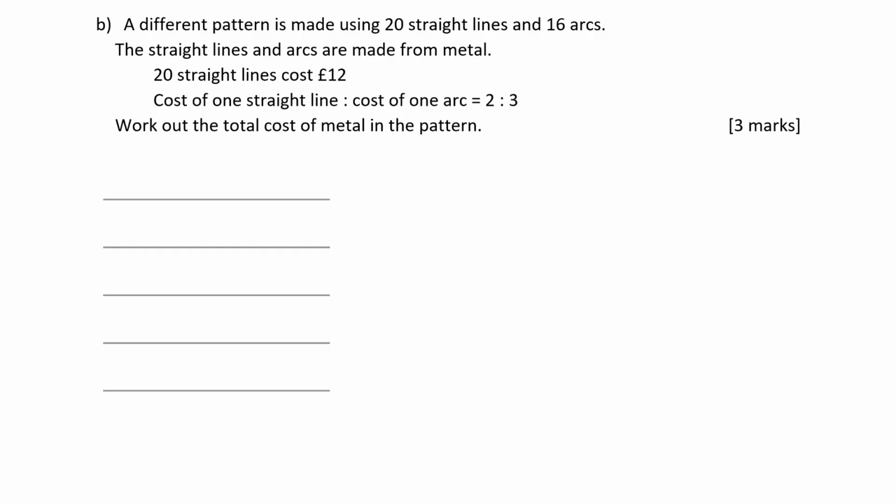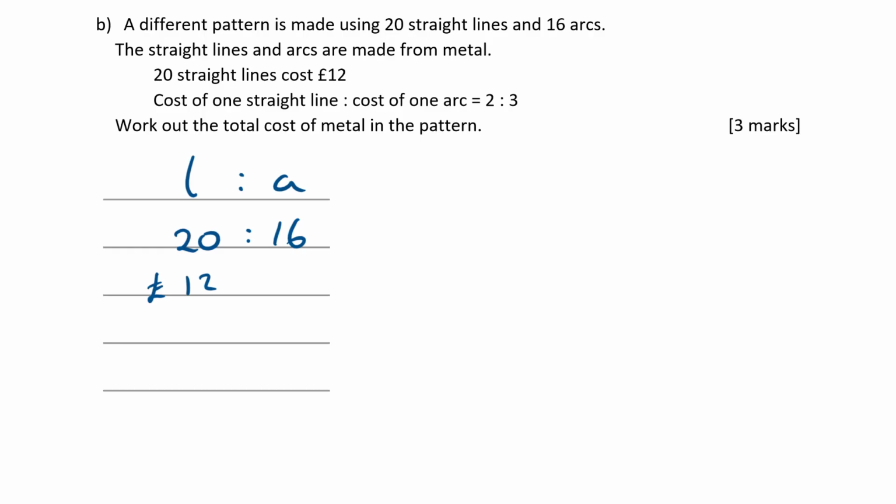So we've got lots of ratios all going on at the same time here, aren't we? So what have we got? The ratio of lines to arcs is 20 to 16. The straight lines and arcs are made from metal. 20 straight lines cost £12. Okay, so we know that the cost of the lines is £12 for 20.